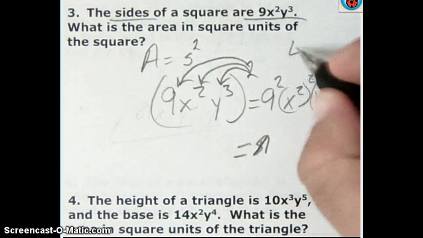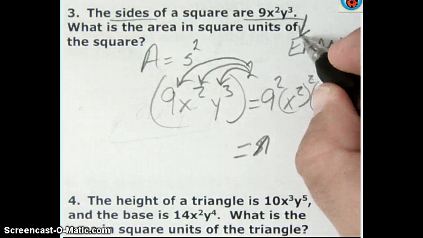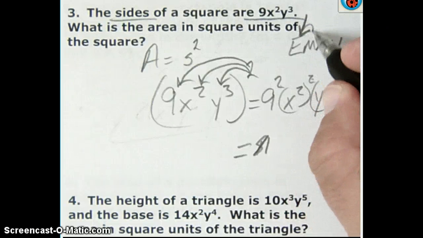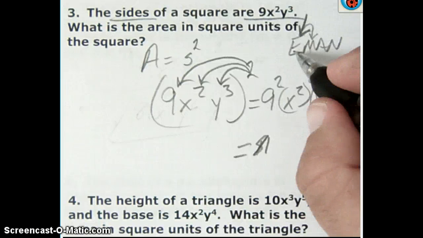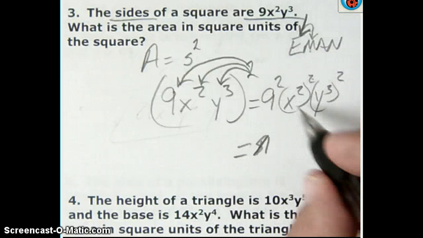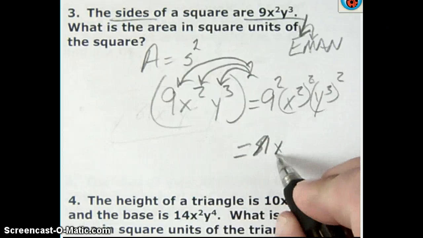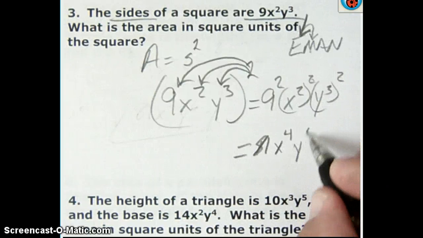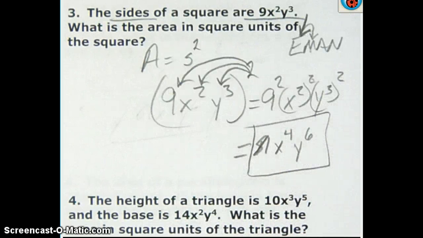X squared squared. Remember, if I'm at E-man and I'm at the exponent rule, exponent to exponent, here's an exponent raised to another exponent, the next letter tells me the operation. So if I'm at the exponent to exponent rule, I need to multiply exponents. So x squared squared is really x to the 2 times 2, which gives me 4. And y cubed squared is really y to the 3 times 2, which is y to the 6th power. That's your area of that square.